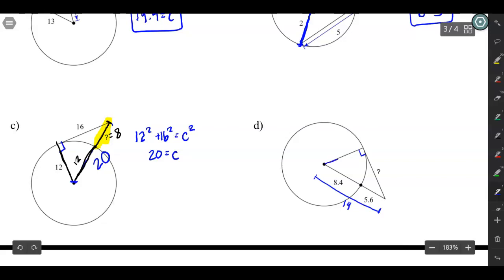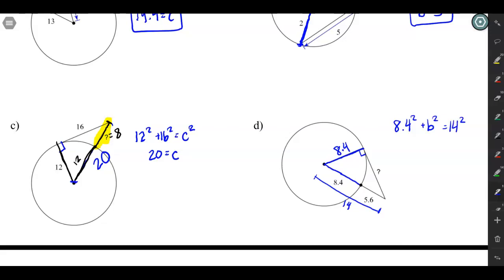And in fact, I actually know this side length right here, because this side length is a radius of the circle, just like this 8.4 is a radius, which means that this other side of my triangle is 8.4. So now I have enough information that I can set up an equation. 8.4 squared plus b squared is equal to 14 squared. So as you're working through these, you really want to make sure that you are looking at the right pieces of the triangle. When you solve that, you're going to get b equals 11.2.